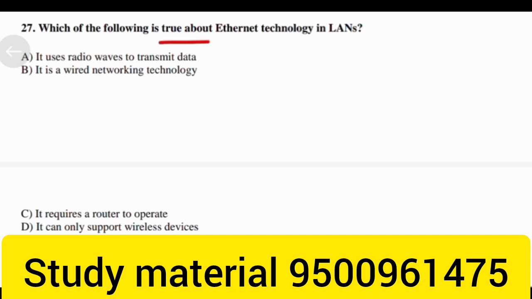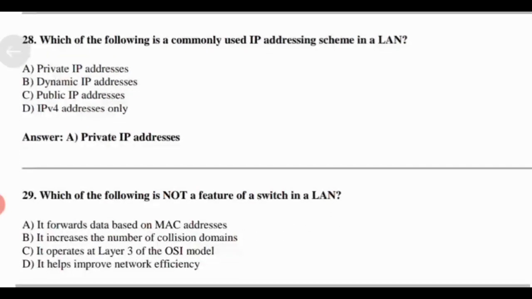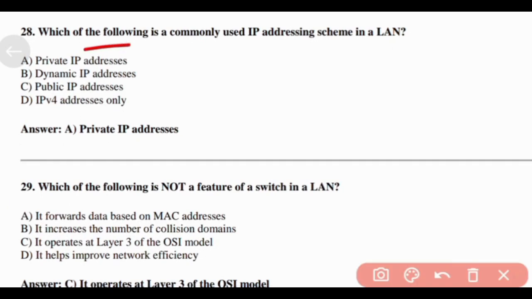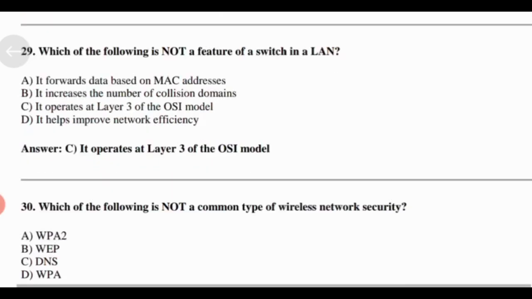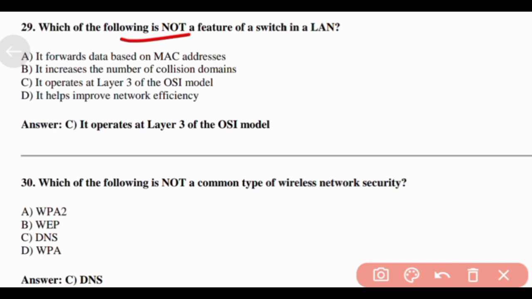Which of the following is true about Ethernet technology in a LAN? It is a wired networking technology. Which of the following is a commonly used IP addressing scheme in a LAN? Private IP addresses. Which of the following is not a feature of a switch in a LAN? It operates at layer 3 of the OSI model.